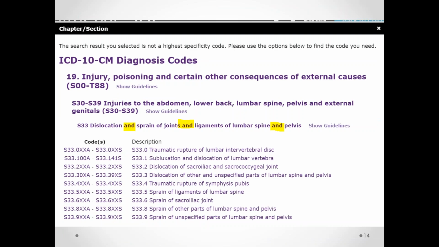Okay, so we saw that the word and means and or. So here's an example. What I've highlighted here is S33, which is a category. The S33 category includes dislocation and sprain of joints and ligaments of lumbar spine and pelvis. And since they use the word and, it means and or. So I want you to read this as dislocation and or sprain of joints and or ligaments of lumbar spine and or pelvis. In other words, it doesn't have to be all of these things. It can be any of them. They don't have to have a dislocation as well as a sprain. They can have a dislocation or a sprain. It doesn't have to be the spine and the pelvis. It can be the spine or the pelvis, okay? So that's how the word and works in ICD-10. It's just important to remember and understand.